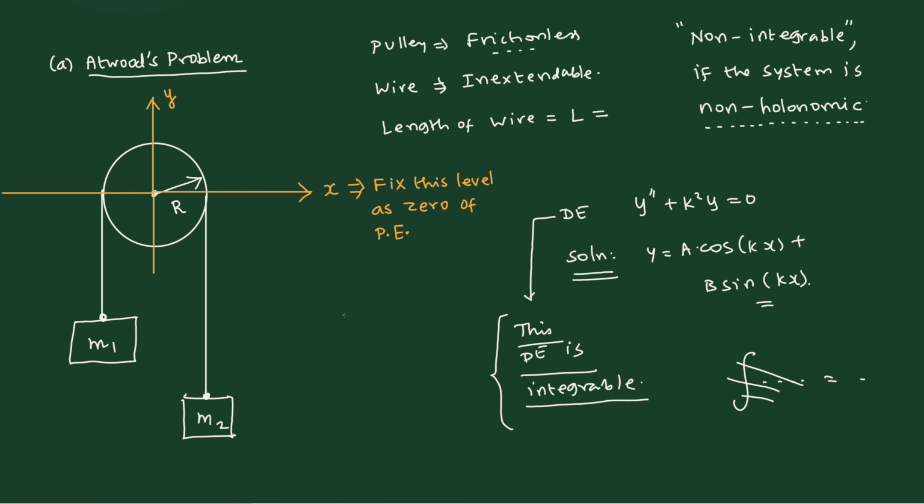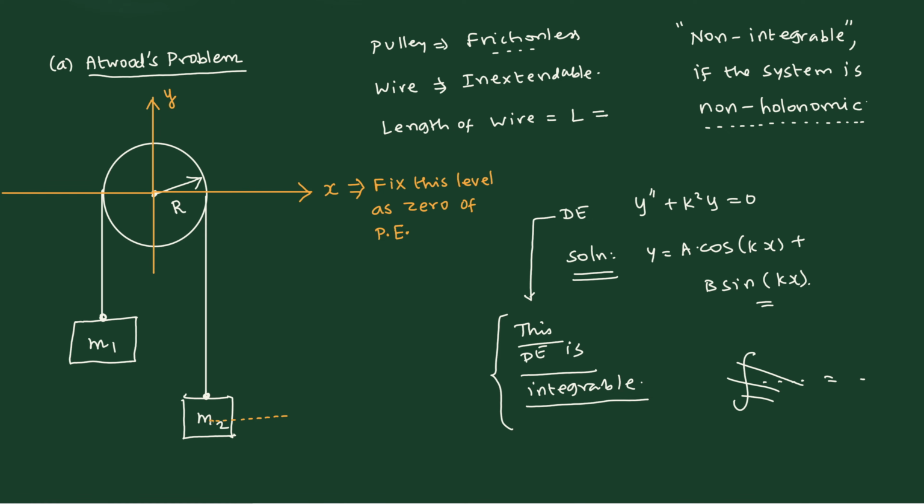Depending on where you fix the zero level, all your equations will change. It may change from plus to minus also, or it can change expression wise also. So therefore, we are now going to fix this level as the zero of the potential energy. That is what we are going to start like. If you do that, once this is clear, now we can find out the distance of the second mass.